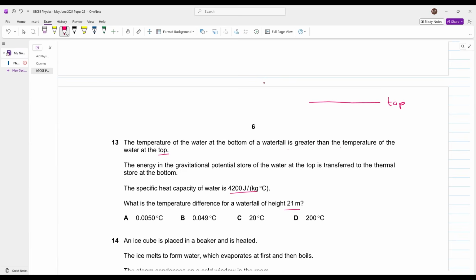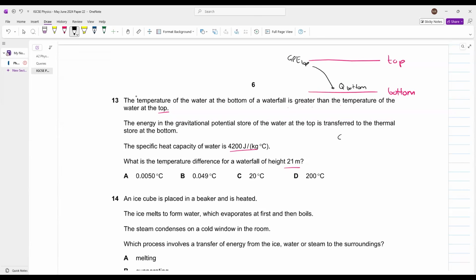This is the top of the waterfall. This is the bottom of the waterfall. Perfect. The gravitational potential energy at the top gets converted into thermal energy at the bottom. So can you write it like this? Gravitational potential energy at the top is equal to the thermal energy at the bottom. ग्रेविटेशनल पोटेंशियल एनर्जी का क्या फॉर्मूला होगा? mgh. थर्मल एनर्जी का क्या फॉर्मूला होगा? mc delta t. Mass cancels out.